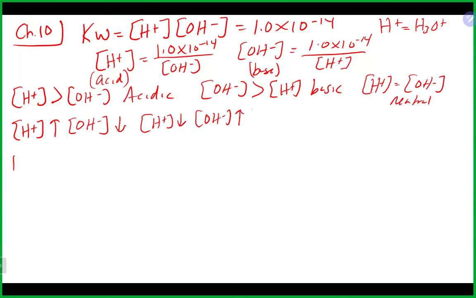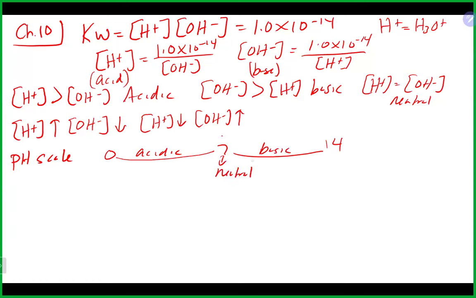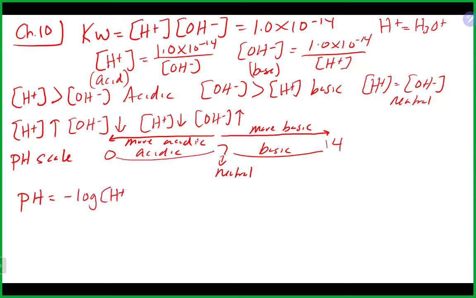We talked about the pH scale, which runs from 0 to 7 to 14. Again, less than 7 is acidic. Above 7 is basic, and 7 is neutral. 7 is sort of like your center point. As you head towards 14, it becomes more basic. And if you head towards 0, it becomes more acidic. You can calculate the pH by taking the pH is equal to minus the log of the H plus concentration.